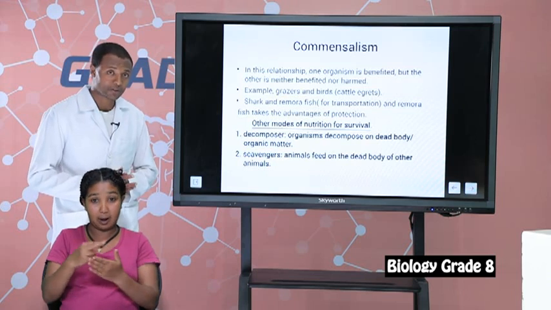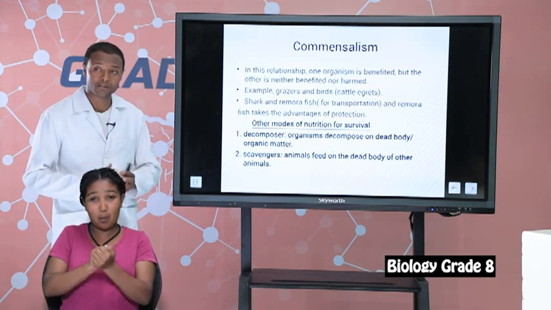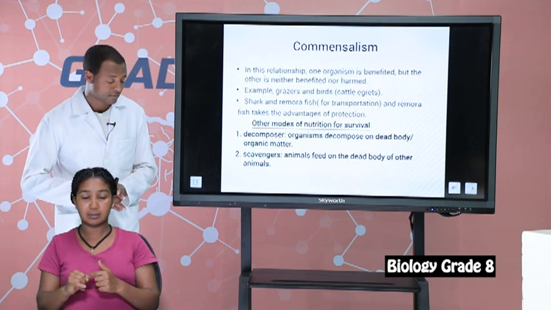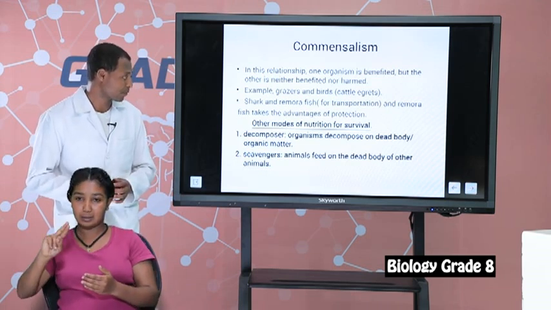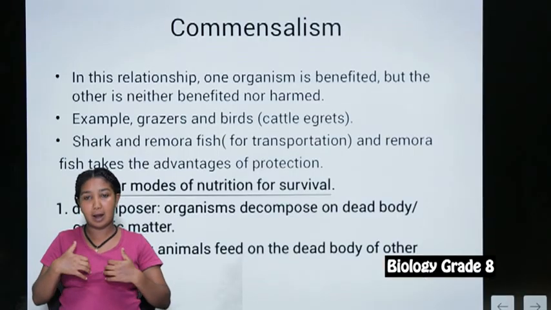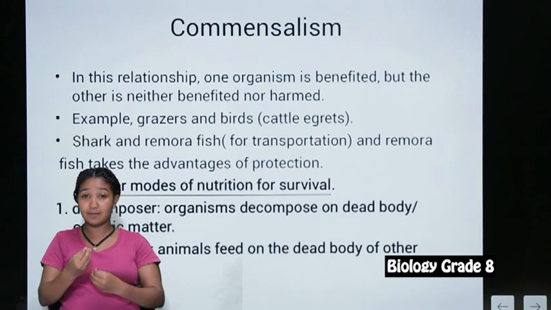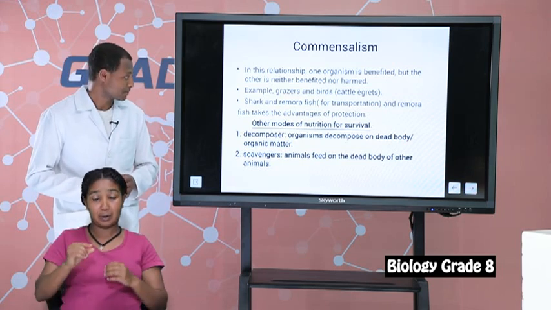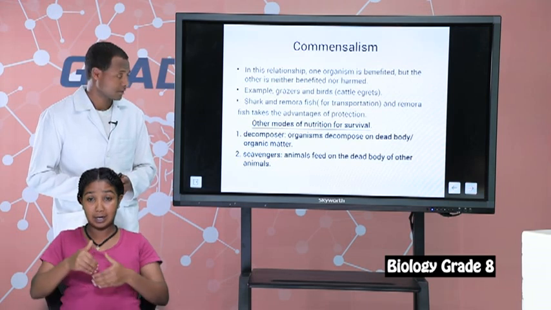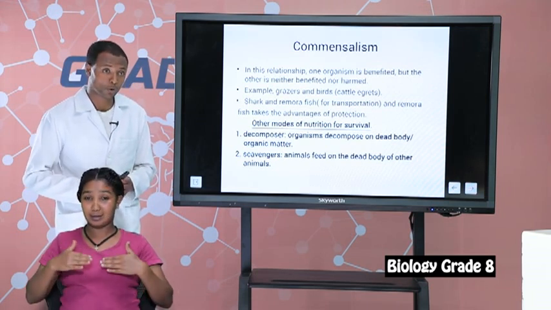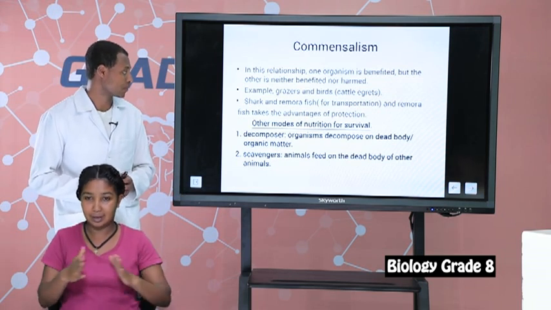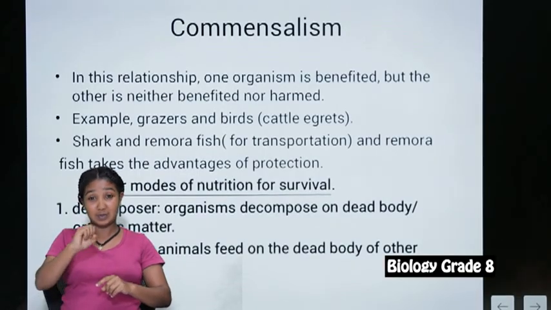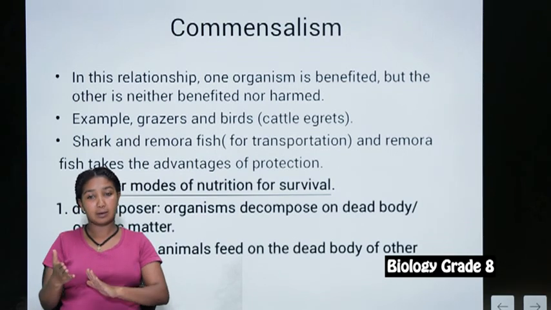Decomposers are organisms, especially microorganisms, that feed on or decompose dead matter in order to get their food. The second is scavengers. Scavengers are animals that feed on the dead bodies of other animals. Even though both organisms feed on dead matter, their feeding mechanisms are very different. Microorganisms release enzymes on the dead body in order to decompose the dead parts. This way they can easily get the food from the dead organism. But scavengers directly eat the dead or carcass animals.